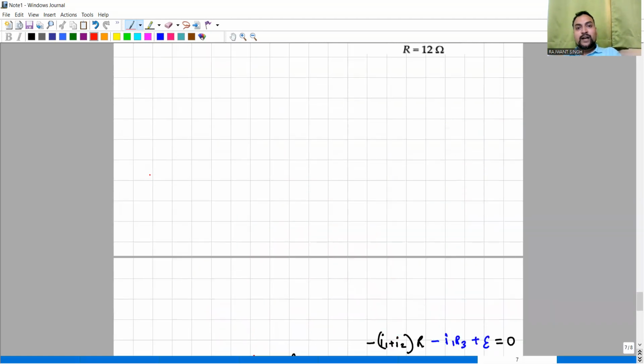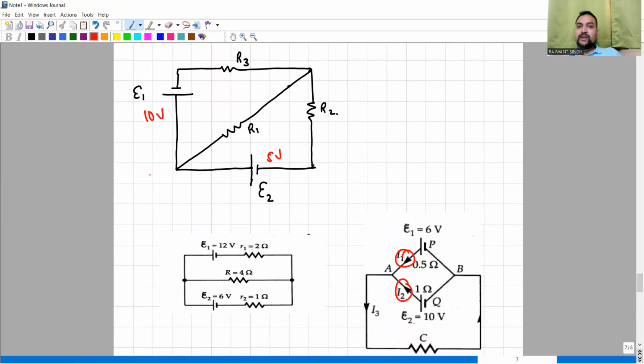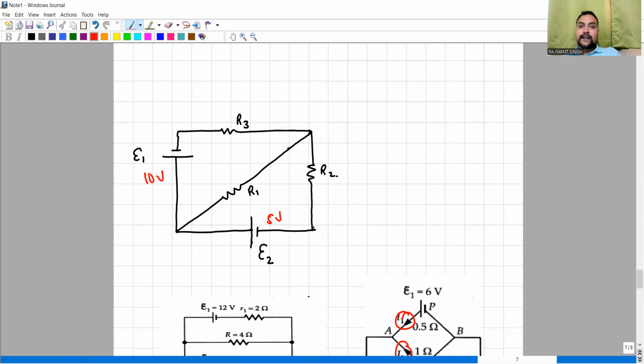But the first law part, that is the current defining part, becomes very, very important. And again, there is no convention. You will find the same problem solved in different books using different current conventions. Different types of current schemes they have drawn, and they have solved the same problem. They arrive at the same answer also. So it doesn't matter how you draw the current, it will always arrive at the same answer.